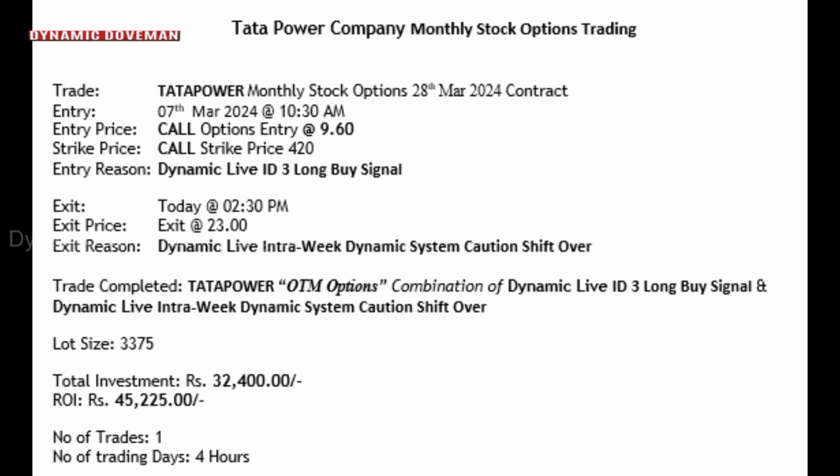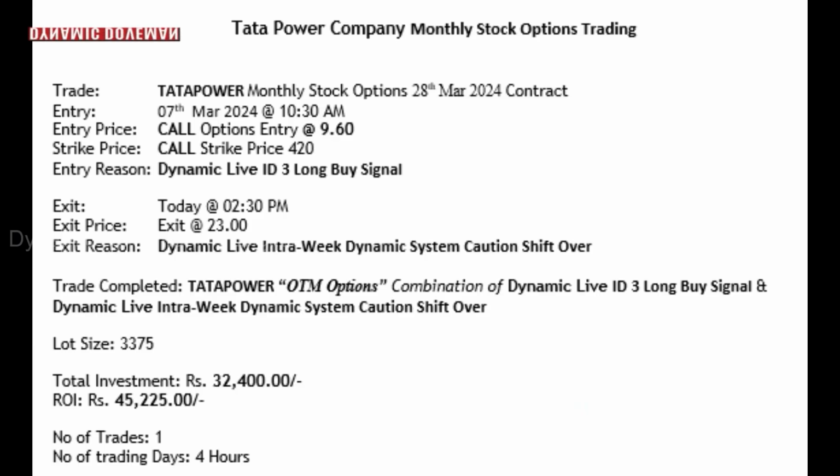As you all know, as explained in the training, whenever you come across a DMBOTS signal, you're supposed to secure your profits. All right. So when we try to do that, this call option that we have already bought is now trading at a premium of 23 rupees. So we bought it at 9 rupees 60 paise and we are exiting now at 23 rupees.